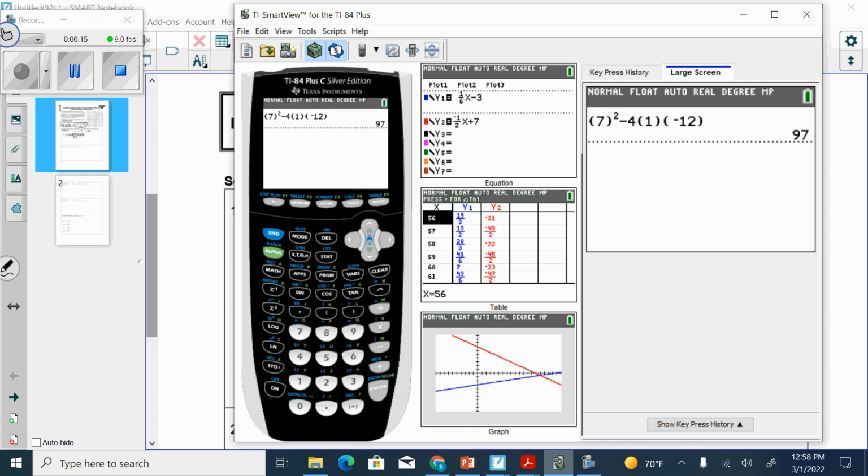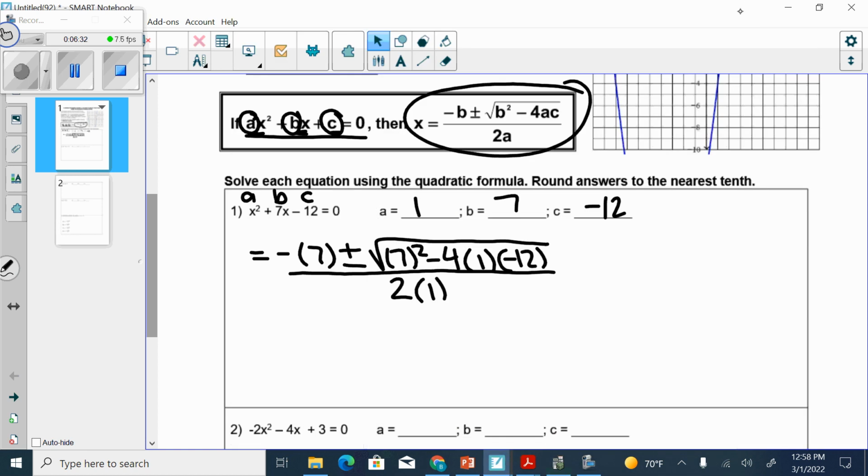So you should have a 7 in parentheses with a square, minus 4. And then in parentheses, we have our A, which was 1. And the next parenthesis is a negative 12. Everybody got it? Okay, I did it twice. All right.